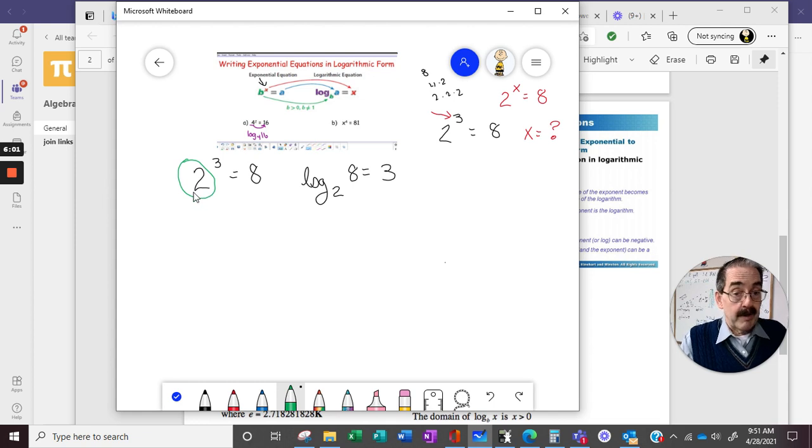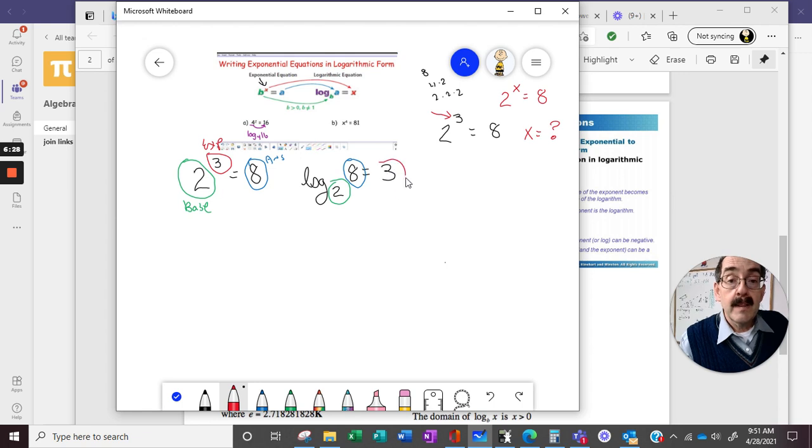The number we're talking about is called the base. Okay, so log base 2 of 8. The answer, the solution, goes here. Log base 2 of 8 is equal to the exponent.